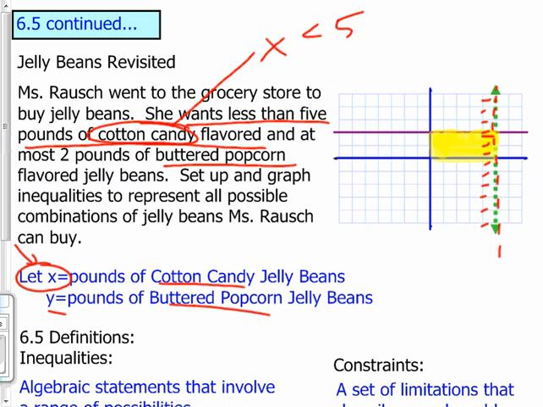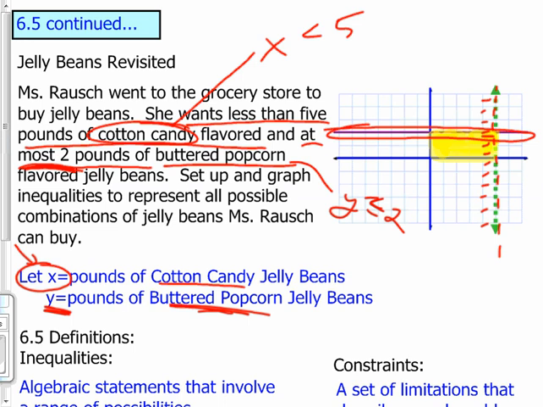All right. Next, if Y is buttered popcorn and we have at most 2 pounds, at most, that means should it be more than 2? No, less than 2. Or could it be 2? At most 2. Yeah, it can be 2. So it has to be less than or equal to 2. And this must be Y because it's the popcorn. And so I go Y is less than or equal to 2. You get how this line right here is Y equals 2, and it's shaded underneath it, less than it.